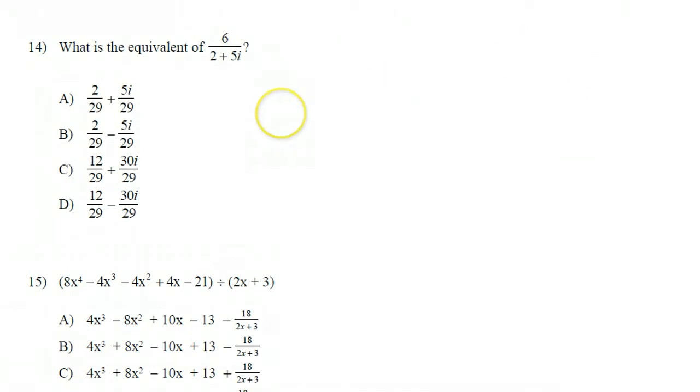Number 14, we have to use the complex conjugate. And what does that mean? It's just change the sign of the symbol in between. So if I have a 2 in the denominator, that is, 2 plus 5i, we're going to multiply by 2 minus 5i. And we have to do it on the numerator and the denominator.